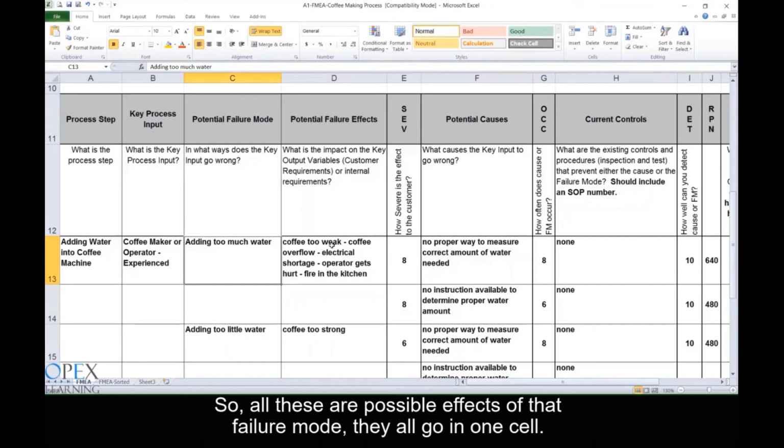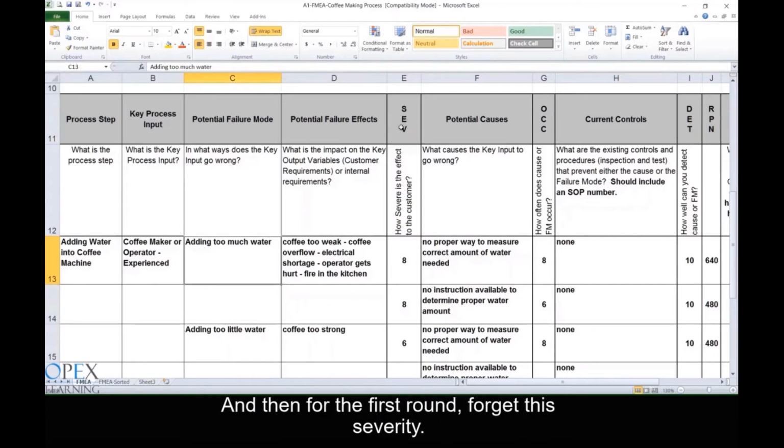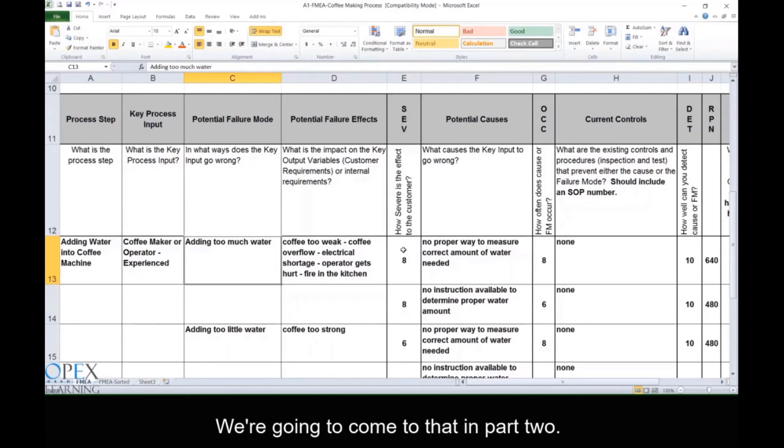They all go in one cell. Okay, and then for the first round, forget the severity. We're going to come to that in part 2. So don't do anything in the severity column.